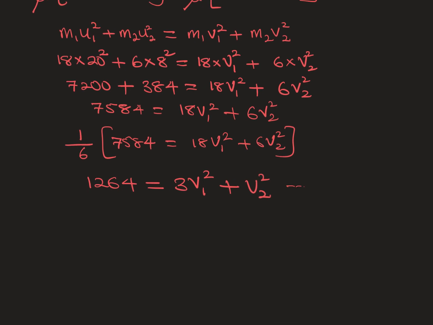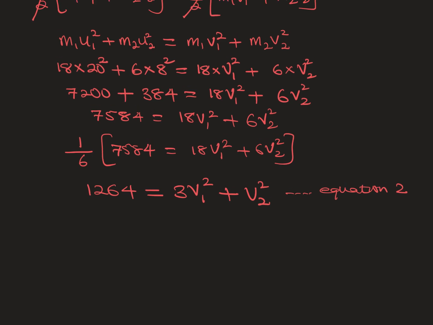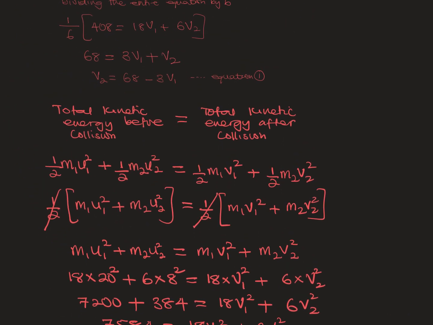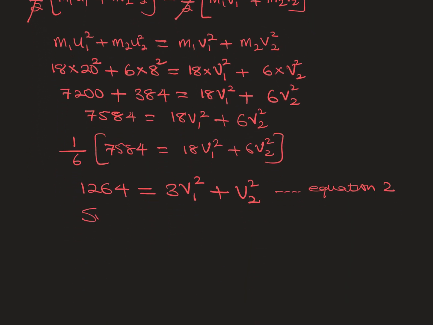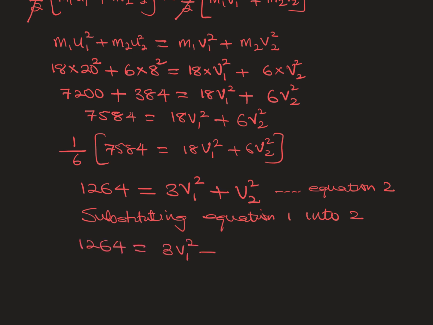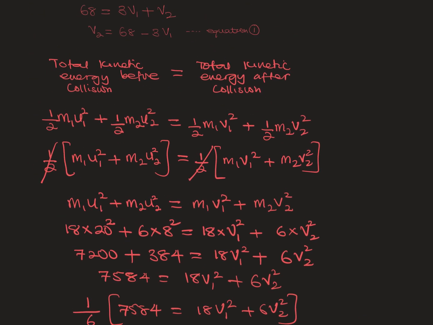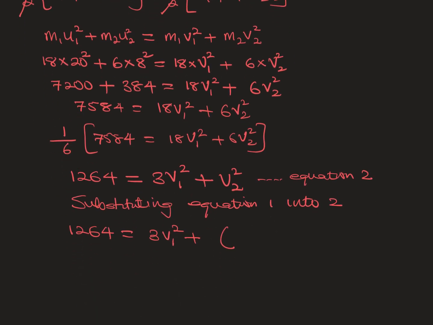This can be equation 2. Now I can substitute equation 1 into equation 2. Remember, equation 1 is V2 is equal to 68 minus 3 V1. So substituting equation 1 into 2, we're going to have 1264 is equal to 3 V1 squared plus V2, which is 68 minus 3 V1, then that will be squared.